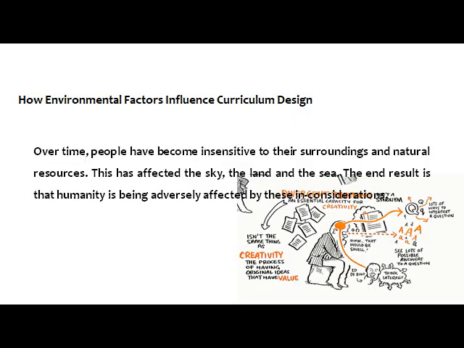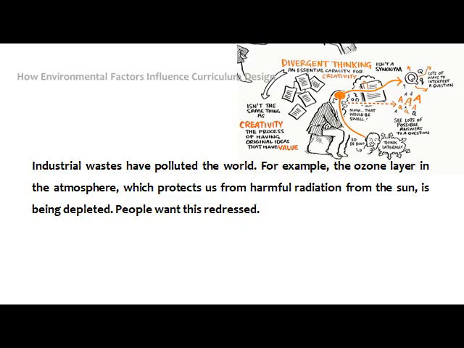Over time, people have become insensitive to their surroundings and natural resources. This has affected the sky, the land and the sea. The end result is that humanity is being adversely affected by these inconsiderations. Industrial wastes have polluted the world. For example, the ozone layer in the atmosphere, which protects us from harmful radiation from the sun, is being depleted.